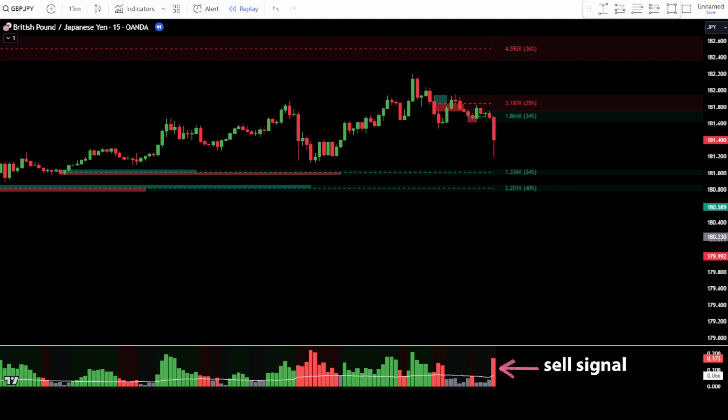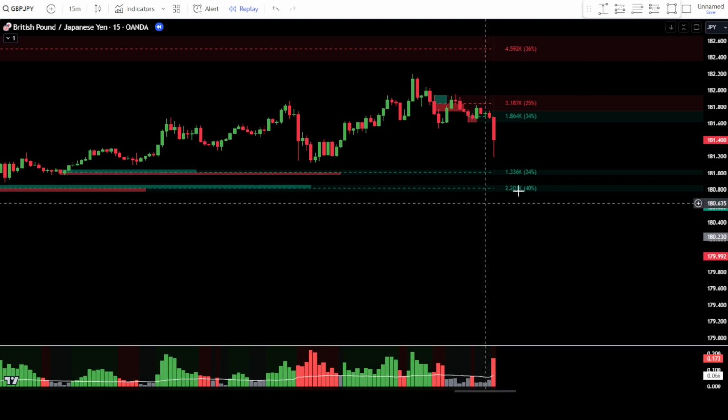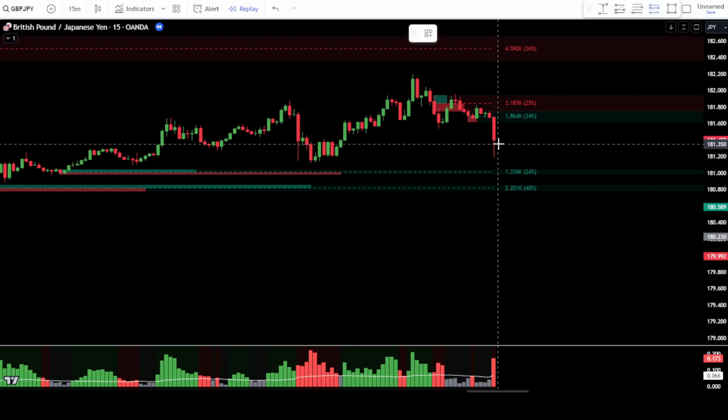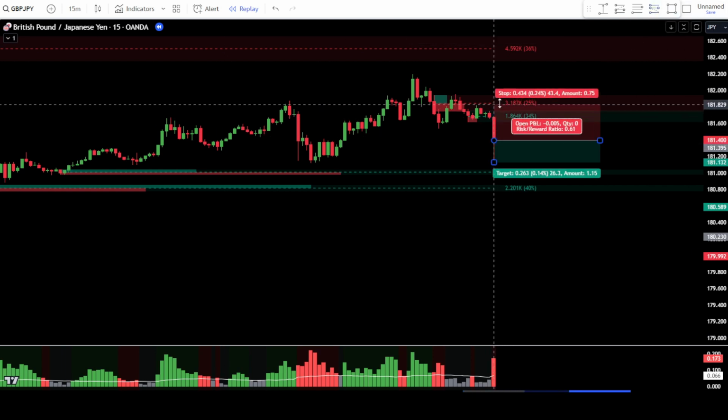4. When the sell signal from the braid filter appears, ensure that it's a valid sell signal. This means that the red bar should close above the filter line. 5. As confirmation, ensure that the formed candlestick is bearish. 6. If all conditions are met, you can place the sell order after the bearish candlestick closes.